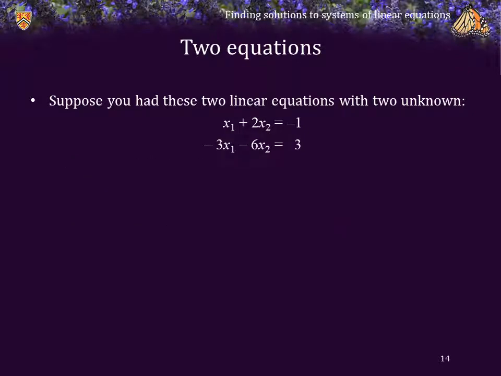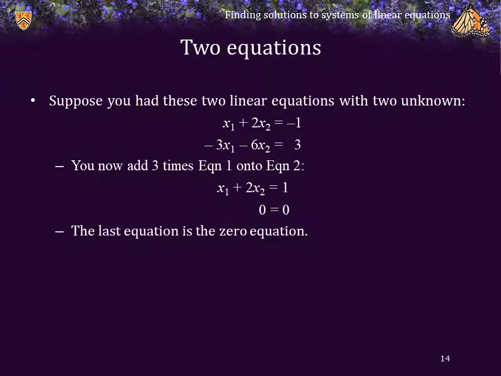Now, suppose you had these two linear equations with two unknowns. Well, once again, we will try to eliminate x1 in the second equation. We will add 3 times equation 1 onto equation 2. Now, interestingly enough, this gives us the 0 equation equated to 0. So that says that 0 times x1 plus 0 times x2 is equal to 0.